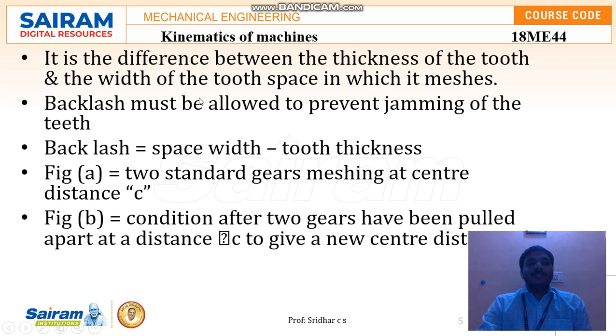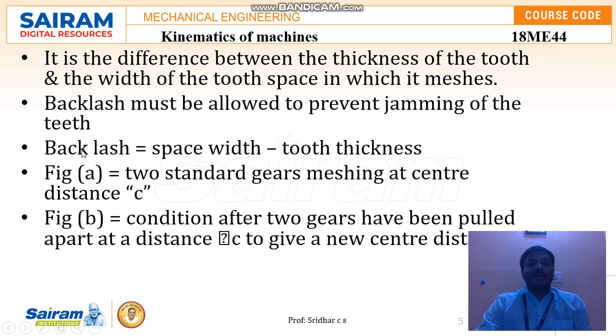So backlash must be allowed to prevent the jamming of teeth. Whenever the gears are not able to mesh properly, the backlash comes into the picture. By allowing the backlash, we can prevent the jamming. If the teeth are not able to mesh properly, jamming of the teeth will take place.